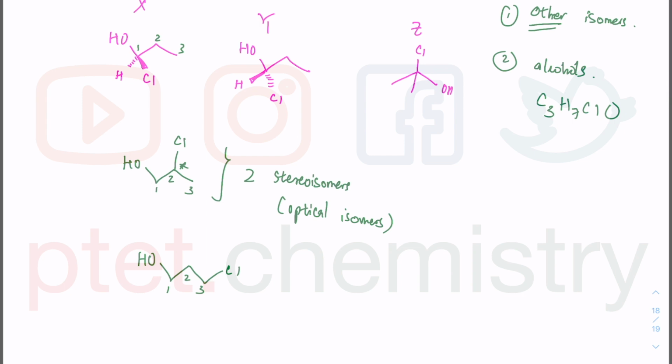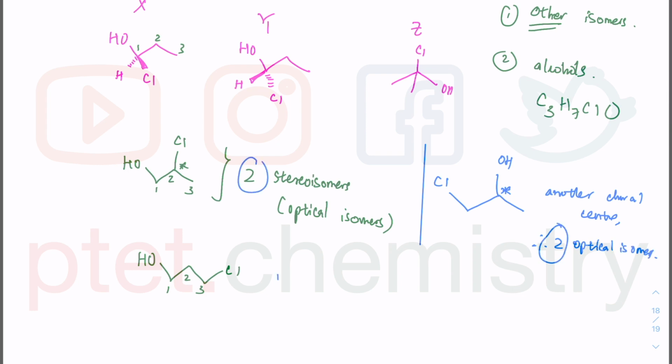Well, this one, hopefully you can see that the HO and the Cl are like this, which means you can have a different partner, where the Cl is terminal and the OH is there. This will be different from this because the OH is in the middle, and you also have a chiral center. So another chiral center. Therefore, 2 optical isomers, which comes under stereoisomerism. So I got 2, 2, and 1.